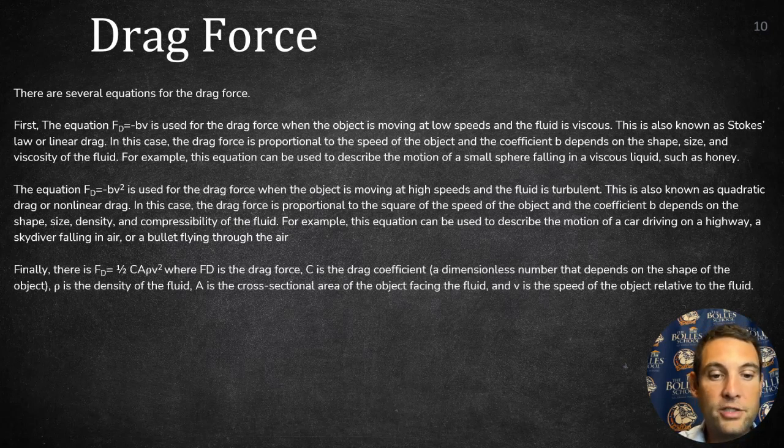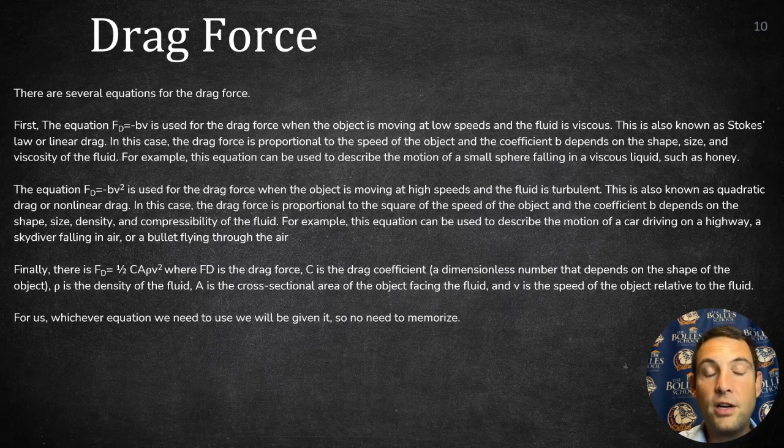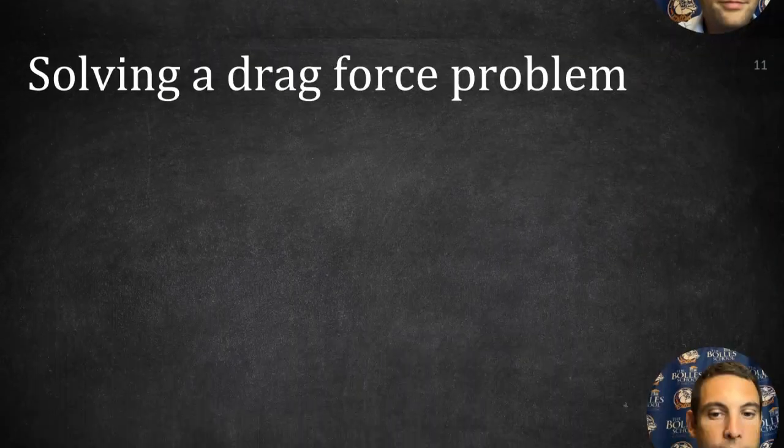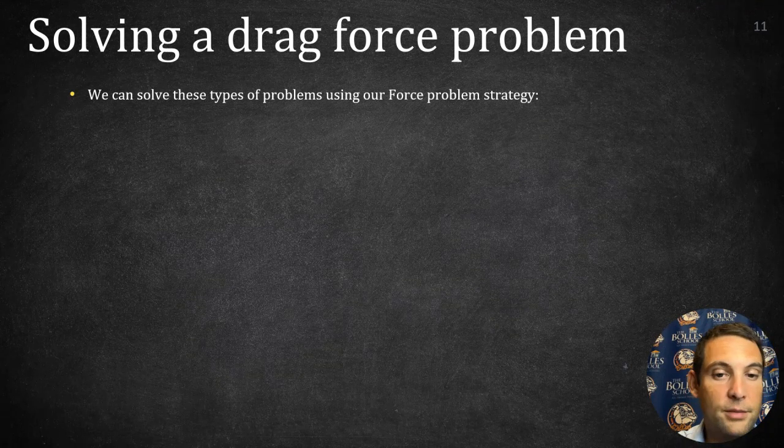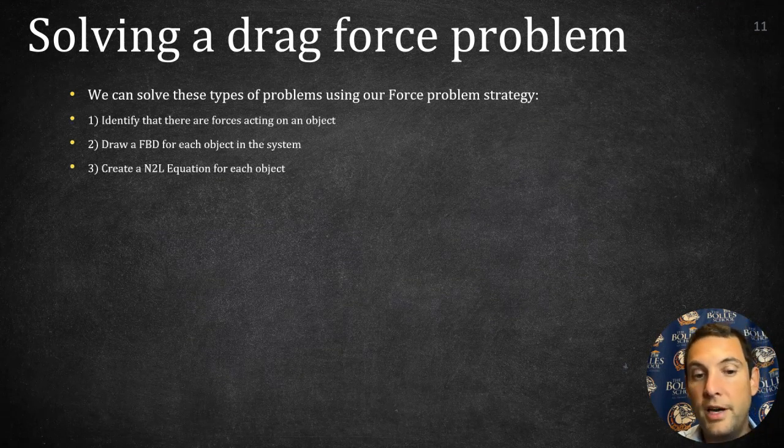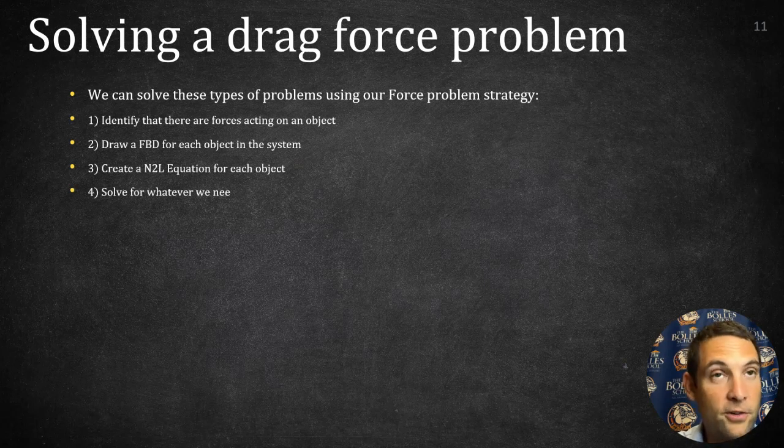Finally, there's F d equals 1/2 C A rho v squared, where C is the drag coefficient, rho is the density of the fluid, A is the cross-sectional area, and v is the speed of the object relative to the fluid. For us, no need to memorize. Whatever equation we should be using is going to be given to us. We can solve these types of problems using our force problem strategy: identify the forces, draw a free body diagram, write Newton's second law equation for each object, and solve for whatever is needed.